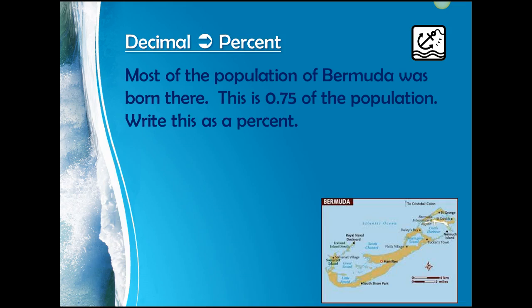Most of the population of Bermuda was born there. This is 75 hundredths of the population. Write this as a percent. Again, when converting a decimal to a percent, we move the decimal 2 places to the right because we're actually multiplying by 100. This means we would start with our original decimal of 0.75 or 75 hundredths and move that decimal 1, 2 places to the right, and that is 75%.